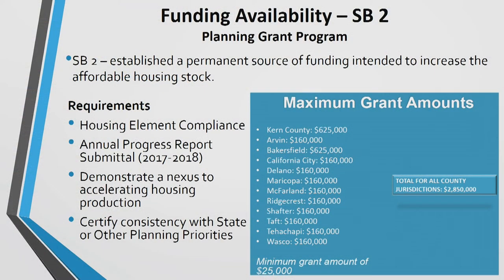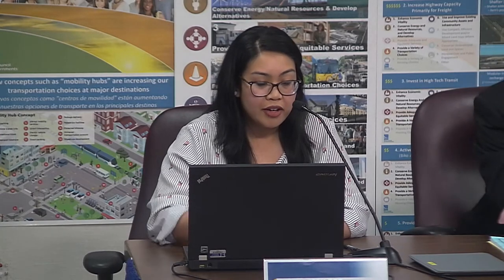Another Senate bill is the Planning Grant Program, SB 2. This is established to provide a permanent source of funding to increase affordable housing stock. All our jurisdictions and the county could have access to this funding. Kern County and Bakersfield are available for $625,000, and that's because it's based on population. The rest of our jurisdictions have about $160,000. There are a few requirements, and that is that the housing element must be compliant and they've submitted their APRs.